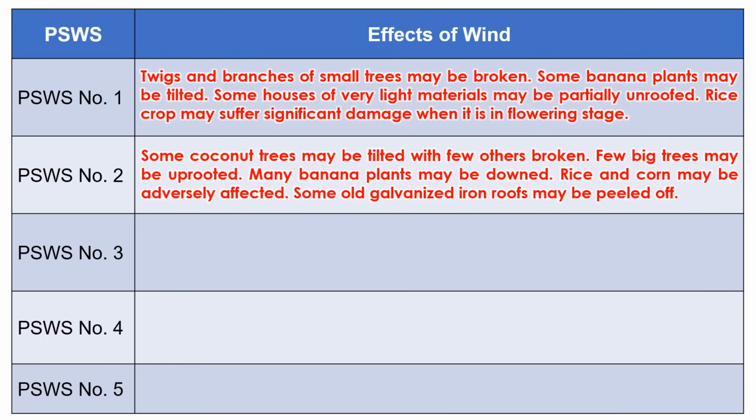Many banana plants may be downed. Rice and corn may be adversely affected. Some old galvanized iron roofs may be peeled off.